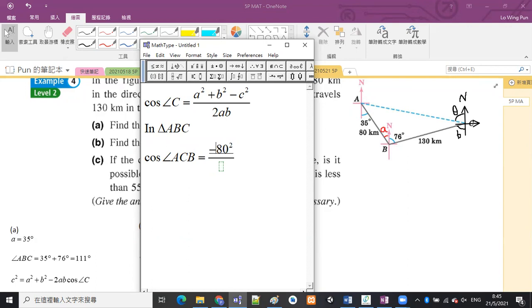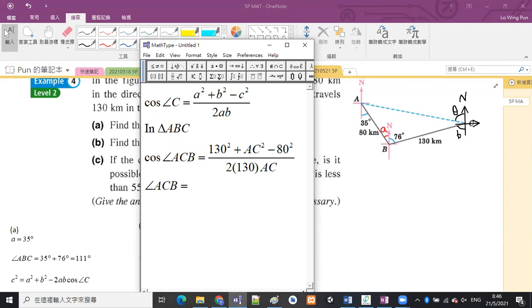Okay, and then the other two will be 130 squared plus the AC squared. Okay, and then divided by 2 times 130 times AC. AC will be memory A. Okay, and then angle ACB will be calculator.